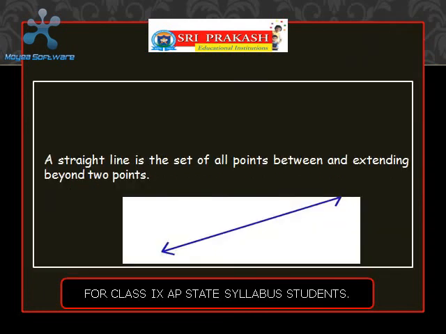Now, let us try to understand some fundamental definitions about geometry. Straight line. What is a straight line? A straight line is the set of all points between and extending beyond 2 points.